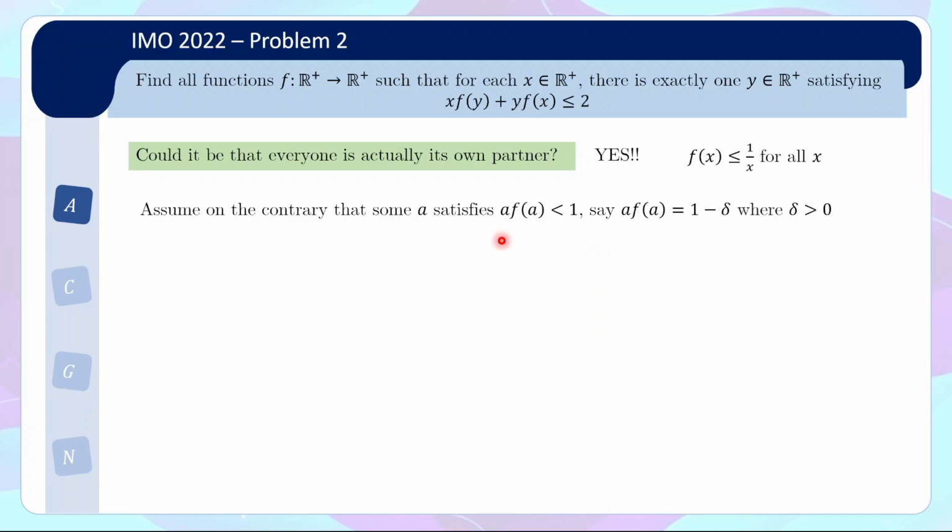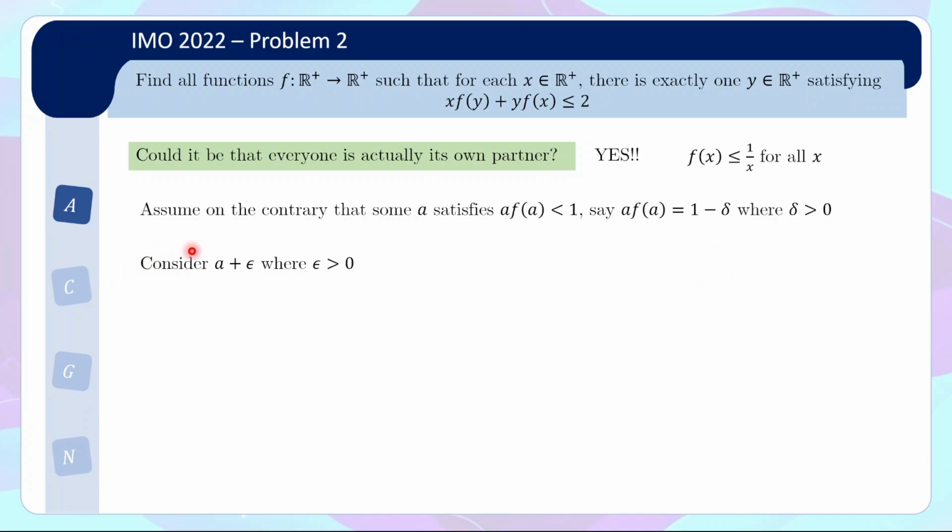Now intuitively, this will give some gap, and hopefully you can find multiple partners for a, which will be a contradiction. And indeed, the way we proceed is, let's say af(a) equals 1 minus delta, where delta is bigger than 0. This will help us give a concrete name to the gap that we are interested in. Now, of course, the intuition is that maybe you fudge a a little bit, and it ends up still being a partner because of this gap.